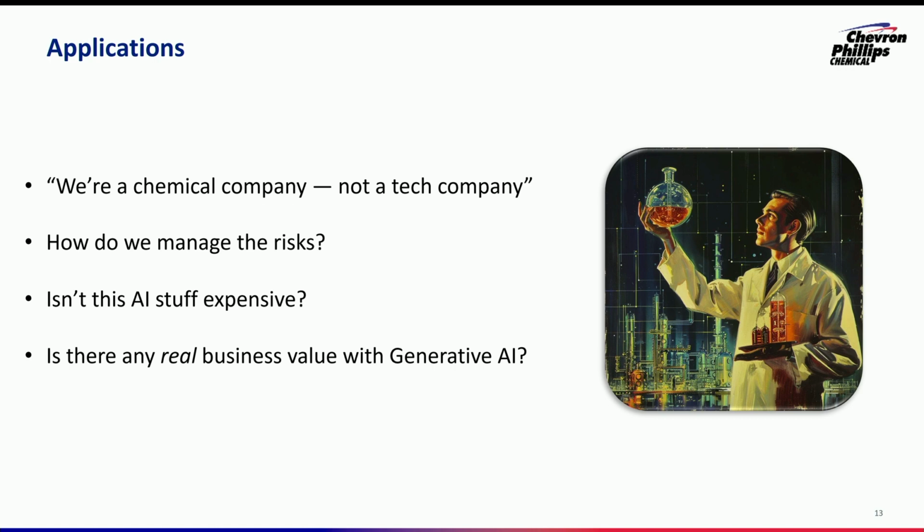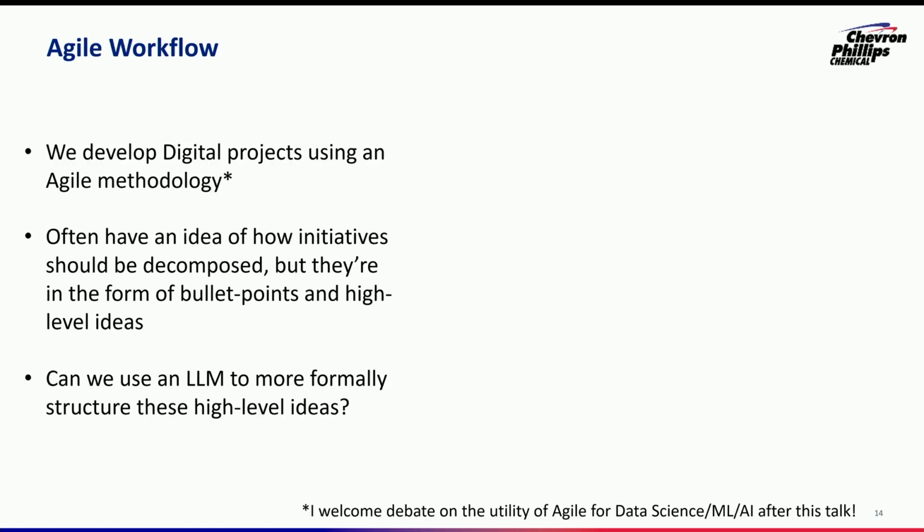But this is what I got early on. We're a tech company. We're a chemical company. Like, what do you need generative AI for? Yeah, right. So I'm like, come on, everywhere you look. HR, finance, safety critical, no. But yeah, it's like everywhere. But how do we manage these risks? Isn't this stuff expensive? Is there any kind of real business value? So I'm going to give you an example, and of course your mileage will absolutely vary.